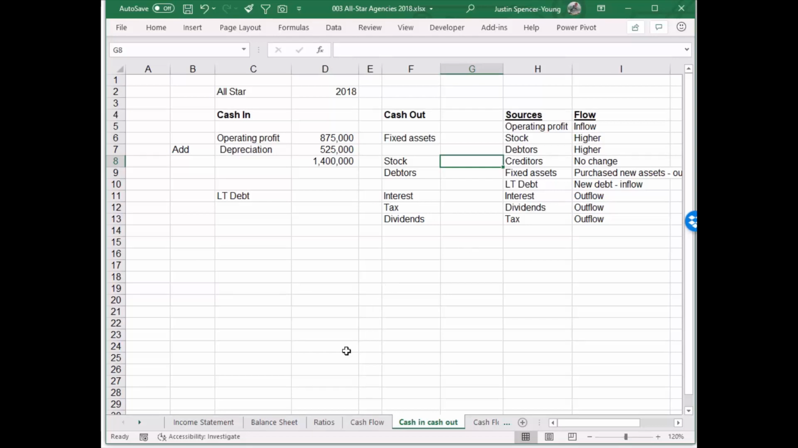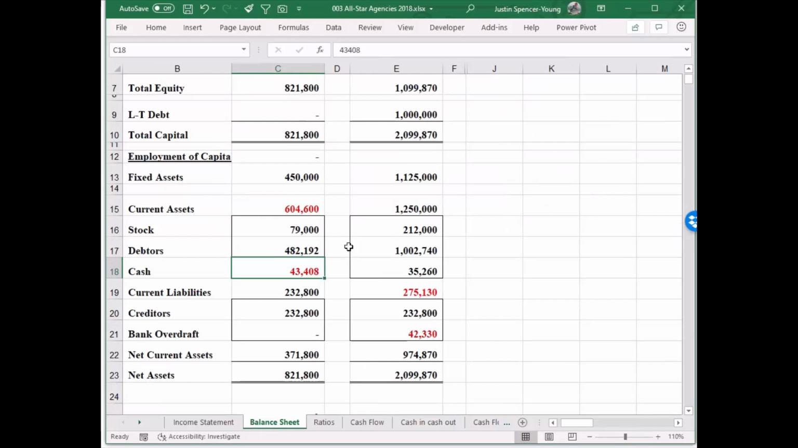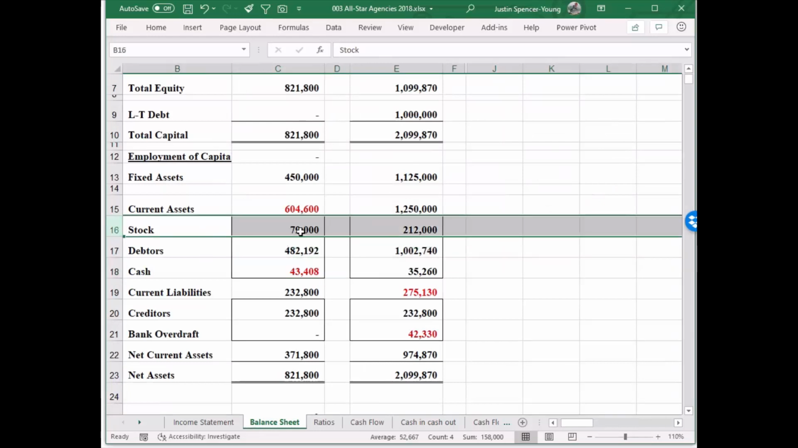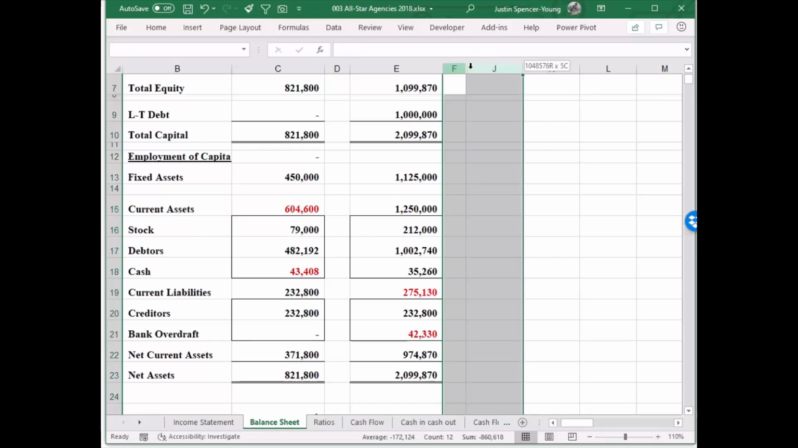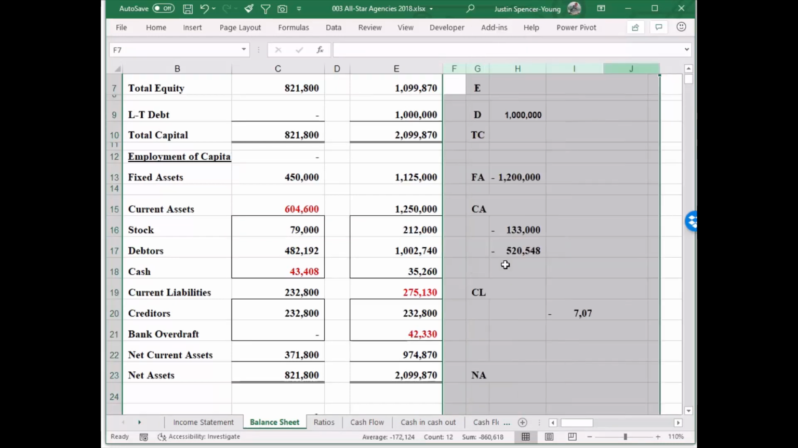So we need to go to the balance sheet, and we need to ask ourselves, looking at the stock items, from one year to the next, has the stock gone up or down? And our working capital rules tell us if the stock has gone up, which is the case here, our cash has gone down. How much has the cash gone down by?